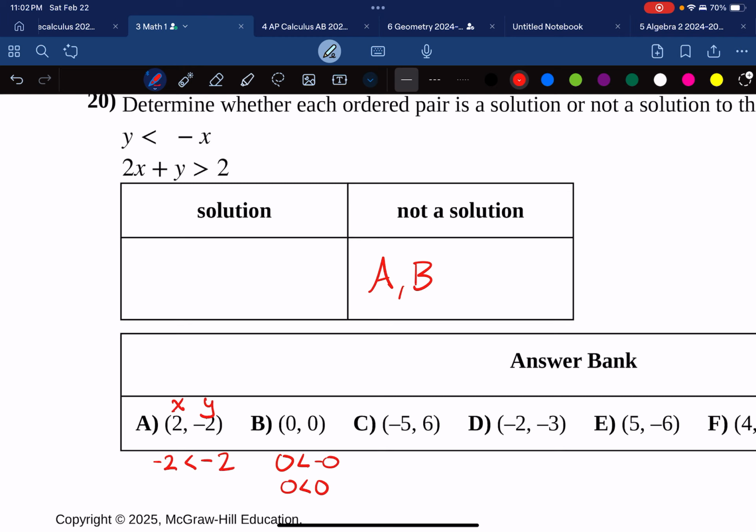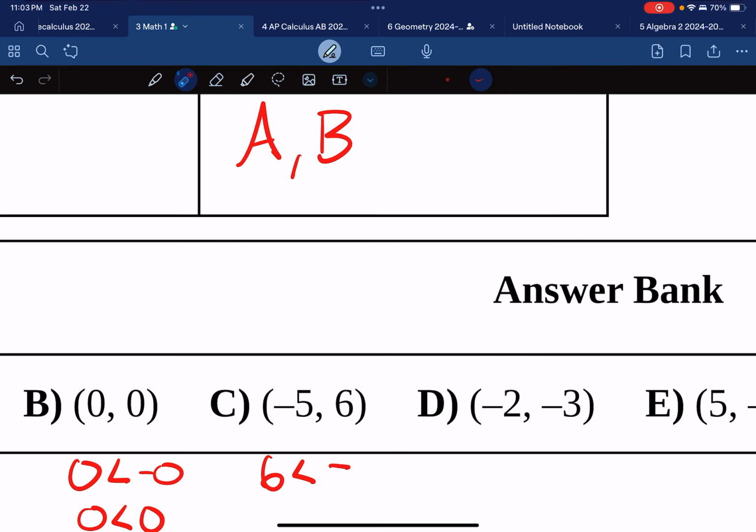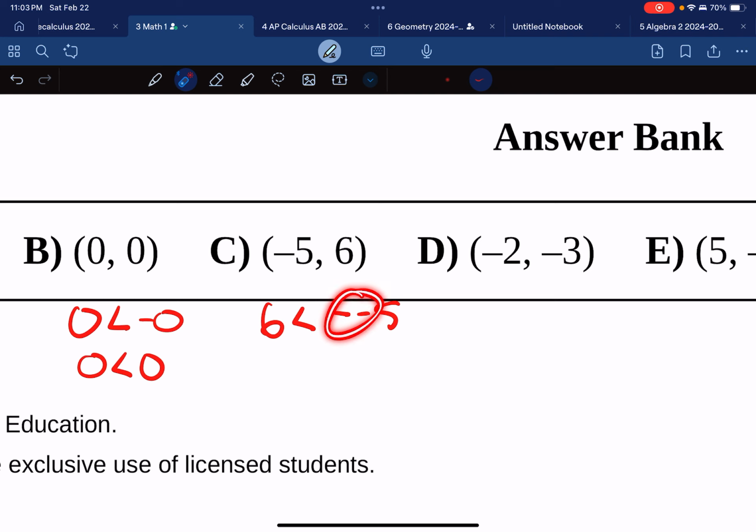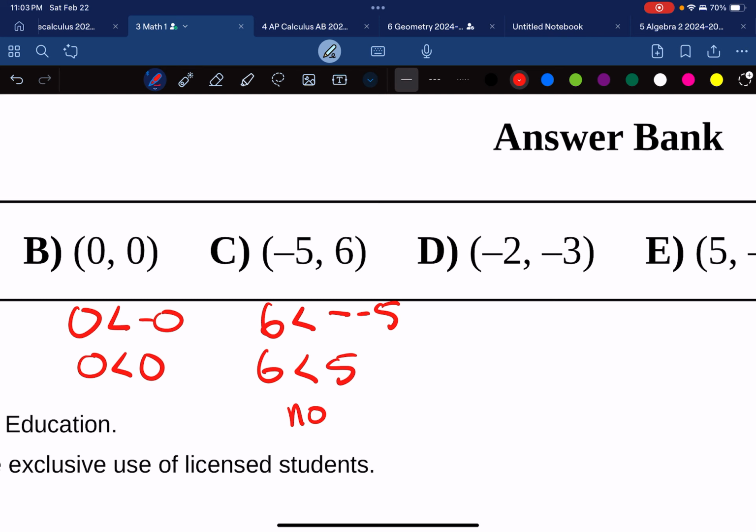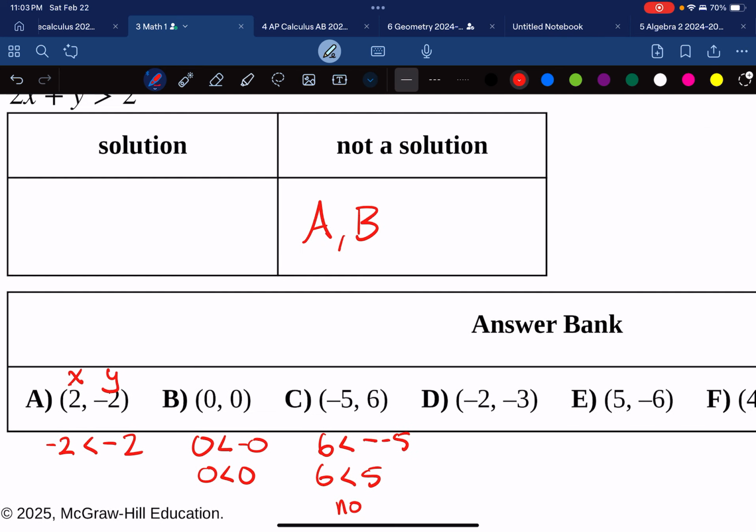Okay, what about C? One of these has to be a solution, right? So -5, 6, let's plug those into this first equation. So y goes first, so 6 goes first. So I'm gonna say 6 is less than negative, and then here comes my x. My x is another -5, so there's like a double negative happening here, -5. So whenever you have double negatives, they kiss and they become positive. So you say 6 is less than 5. No, it's not. 6 is not less than 5. 5 is less than 6. So yet again, we have another no solution.